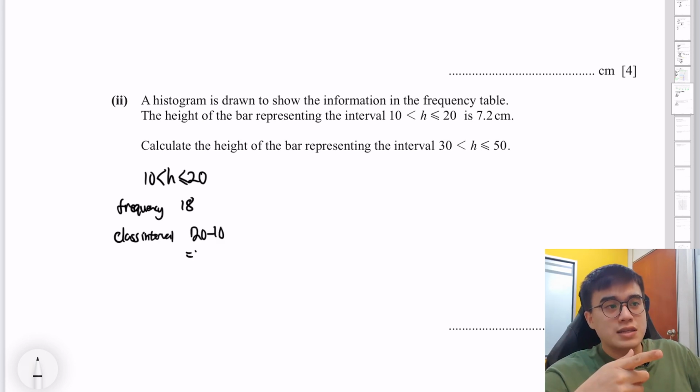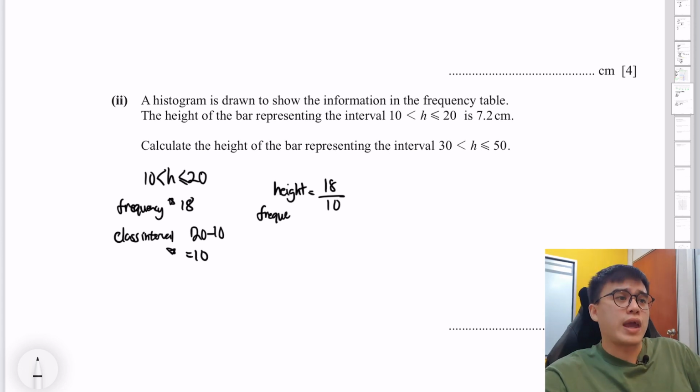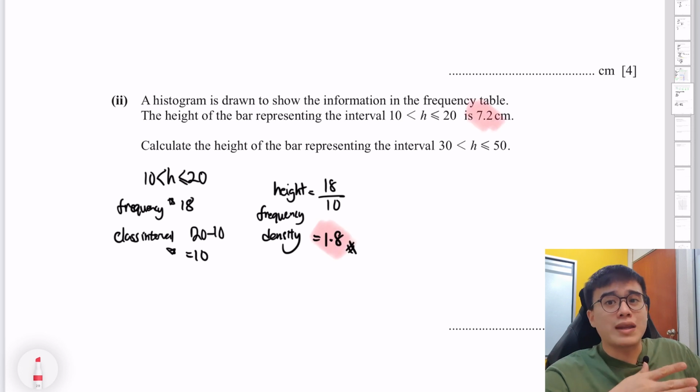In this case, it's clear here because from the group that was given to us, the frequency was only 18 and the class interval was 10. So 18 divided by 10, you only get 1.8. And this 1.8 doesn't match the information given to us, where the height was set at 7.2.